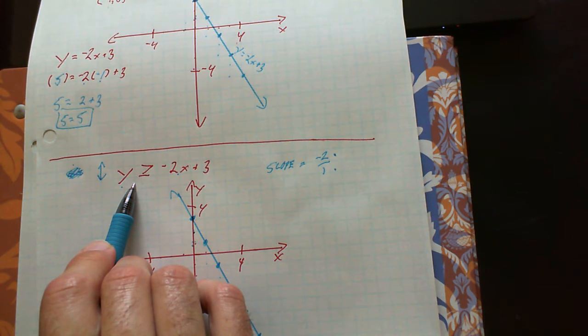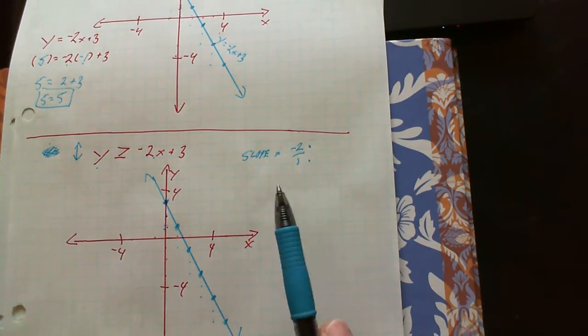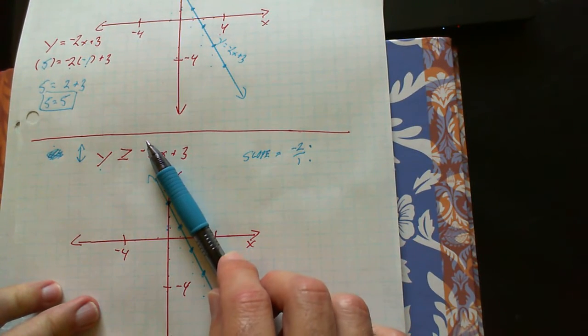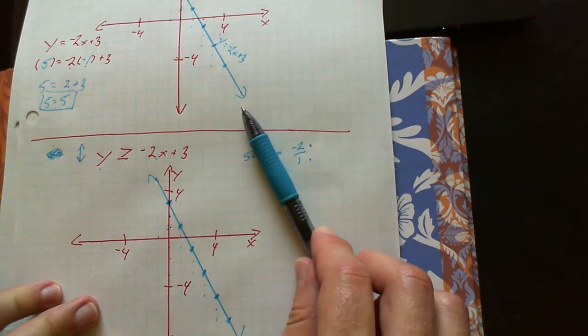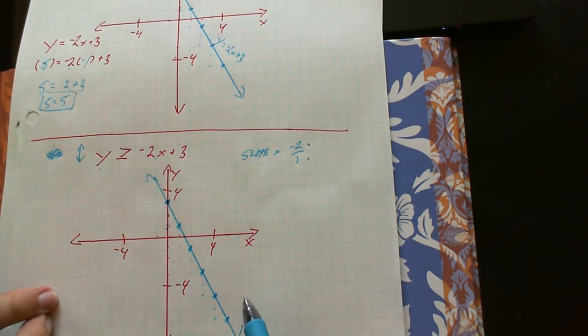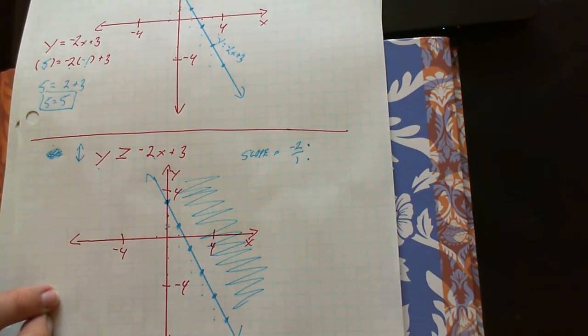Yes. Y is greater than, so you're going to go up. That means I shade up above the line. I'm going to shade above this line here. So look here, which would be above? Above would be here, or would be above going this way? Which one's going up? This right here. And that would be my solution.